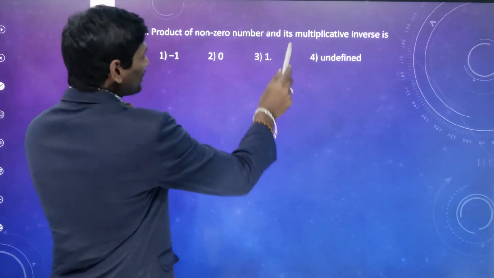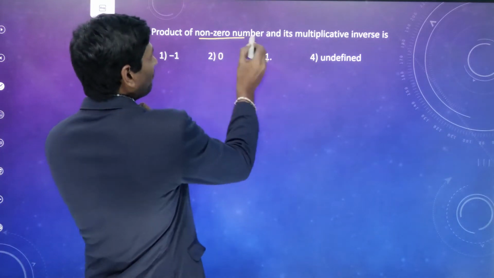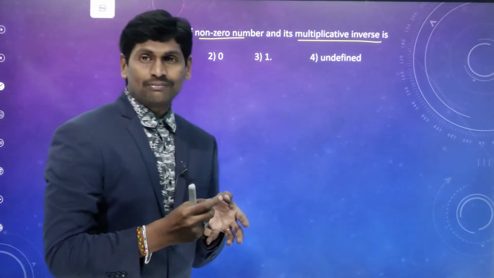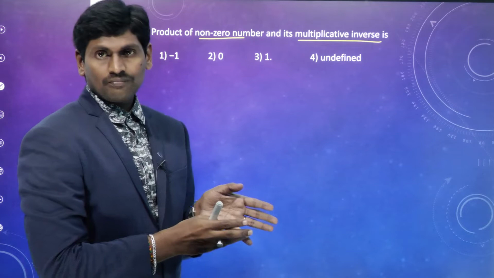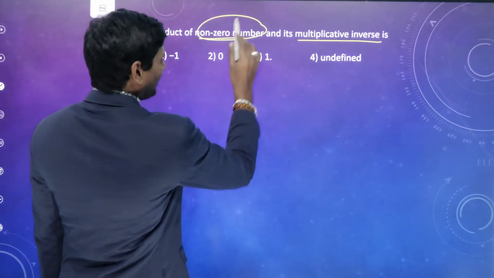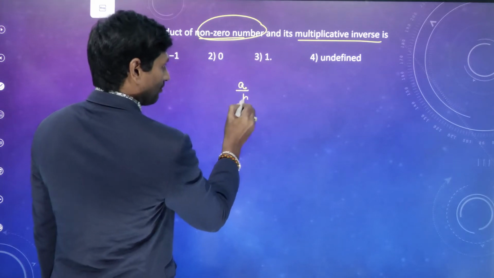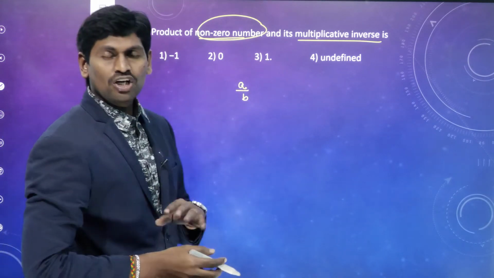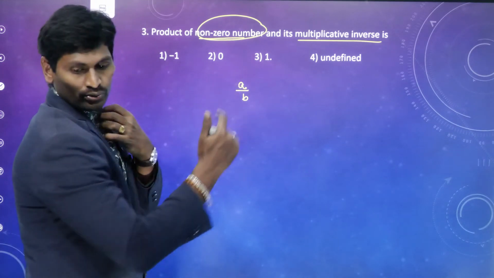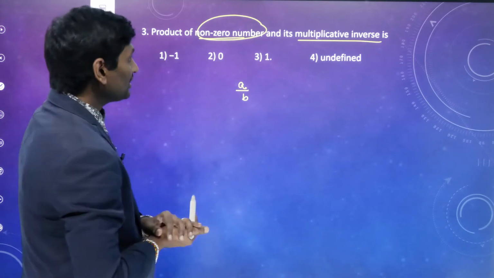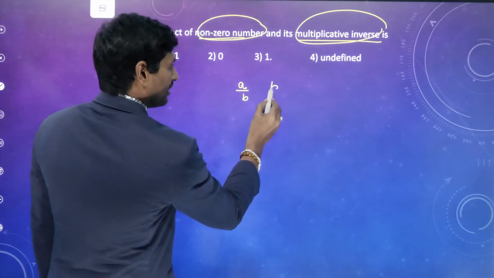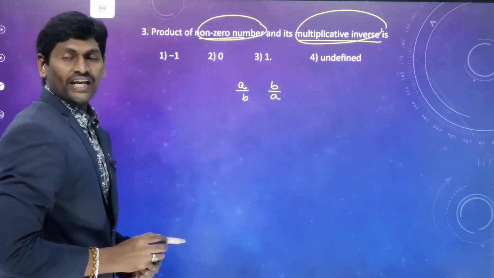Product of a non-zero number and its multiplicative inverse. Product of a non-zero number, that means we have to take a number which is not 0. If you take any number, I am taking a by b, where a and b are not zeros. a by b is a number, and what is its multiplicative inverse? It will be the reciprocal.